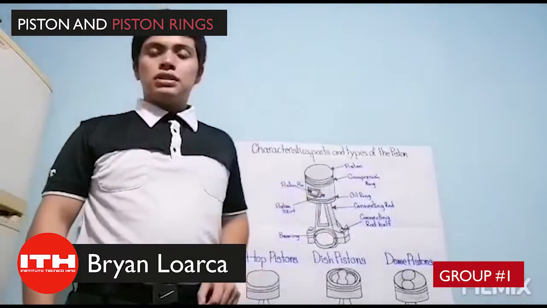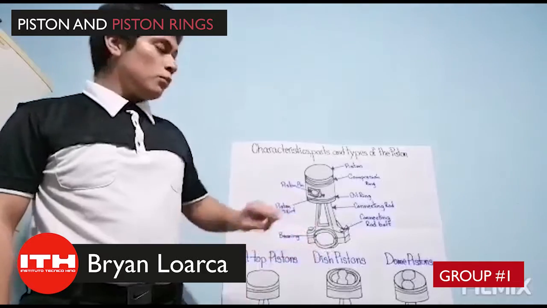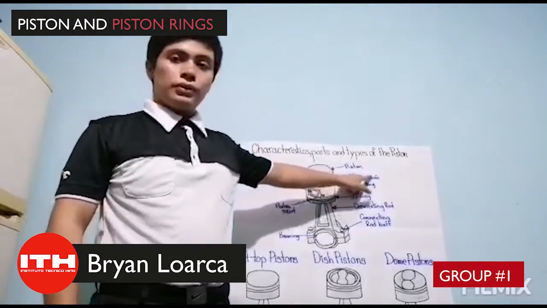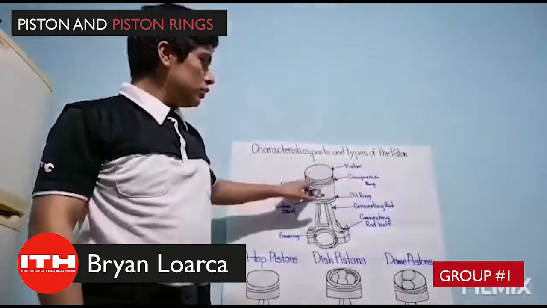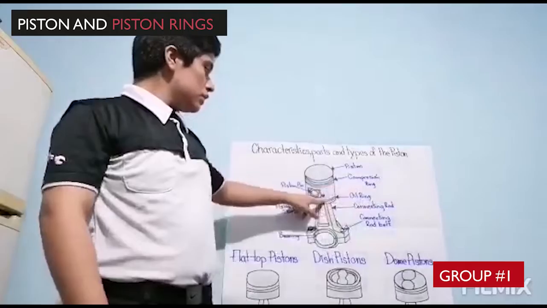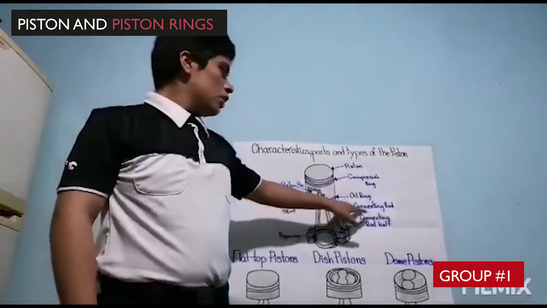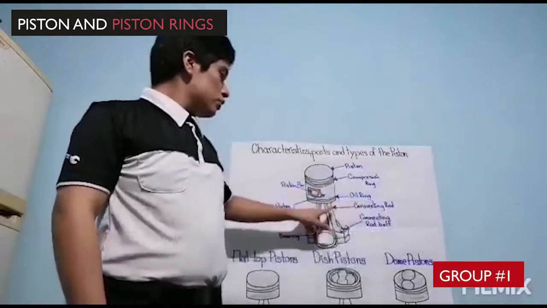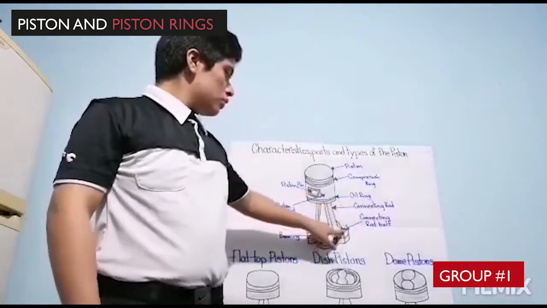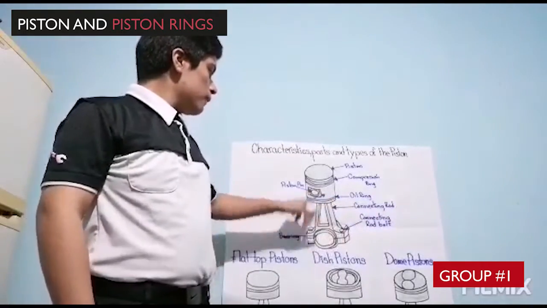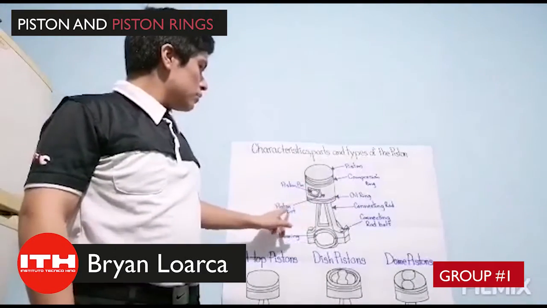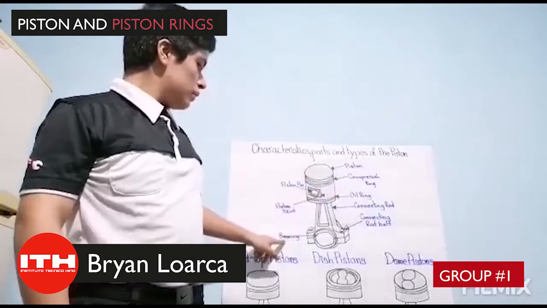The piston consists of 8 parts. Number 1, piston. Number 2, compression rings, which consist of 2 rings. Number 3, oil rings, which consist of 1 ring. Number 4, connecting rod. Number 5, connecting rod bolt, which consists of 2 screws. Number 6, piston pin. Number 7, piston skirt. Number 8, brake.